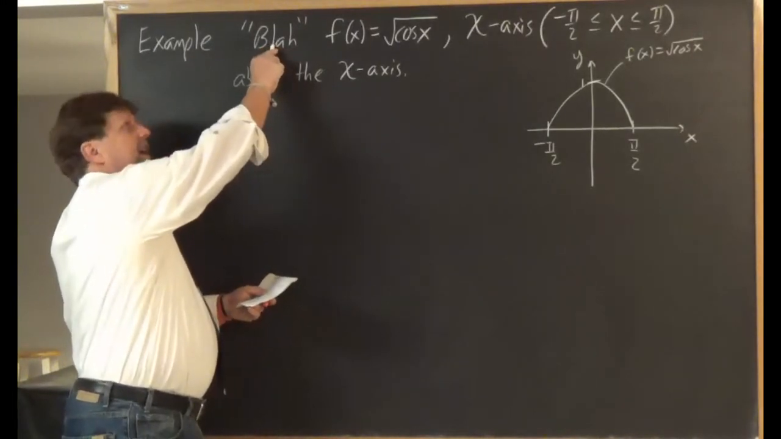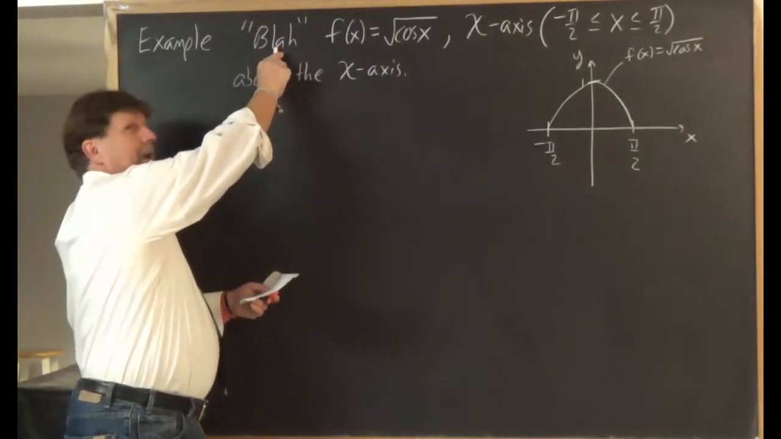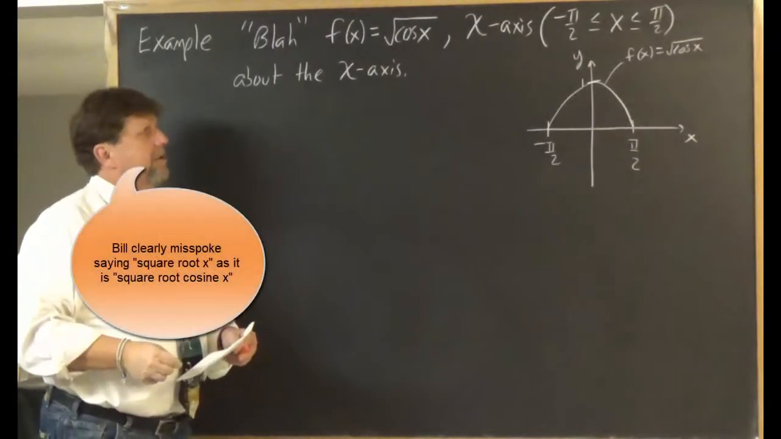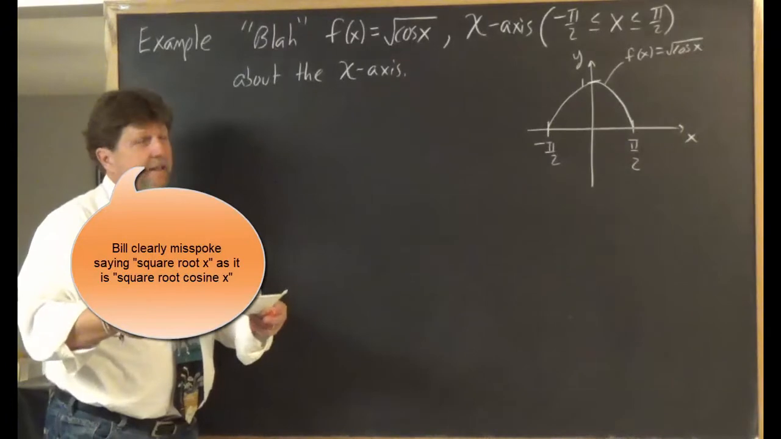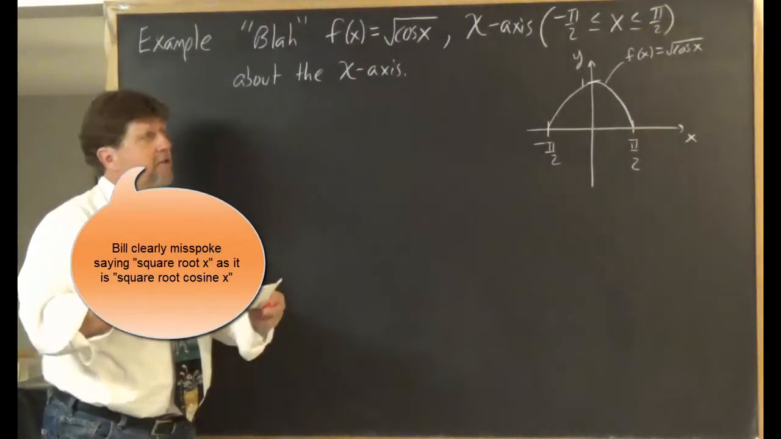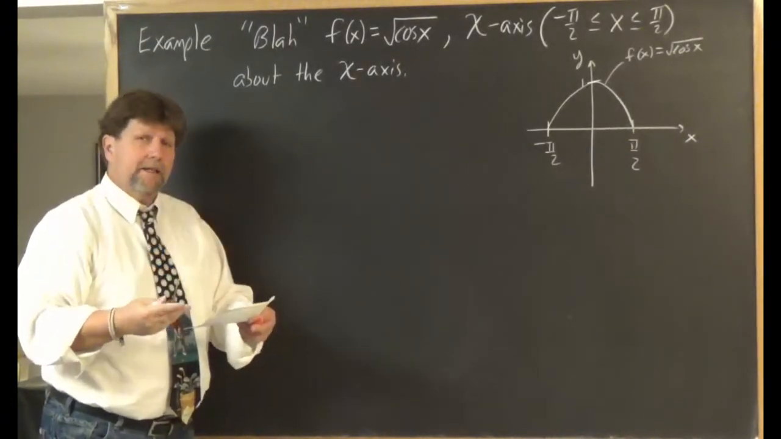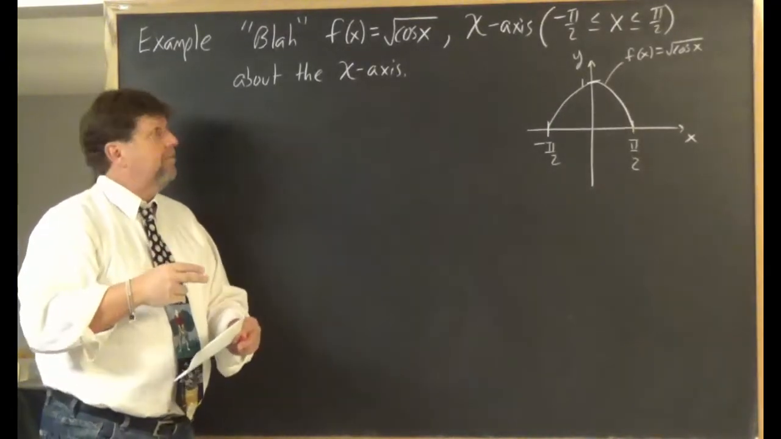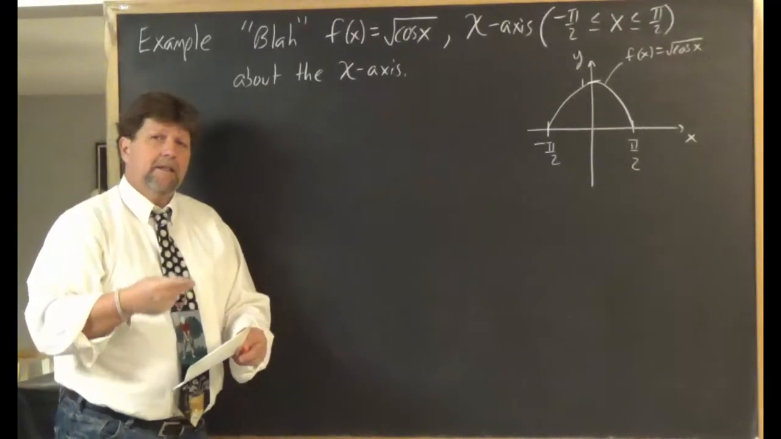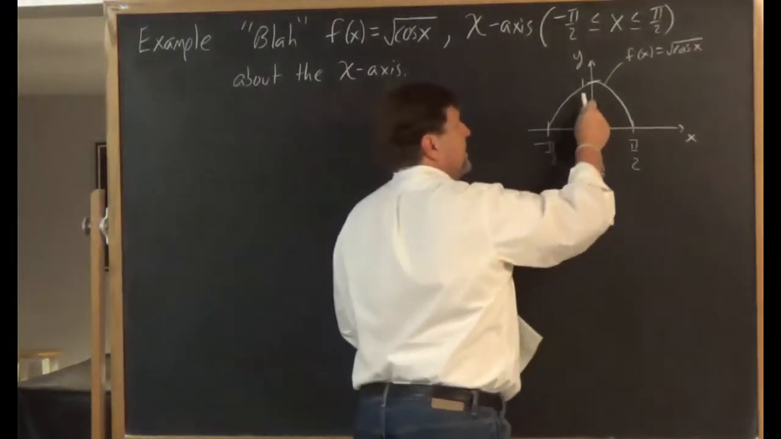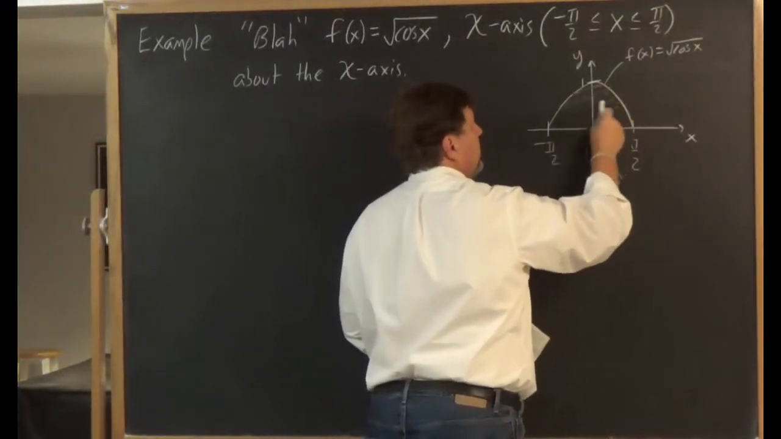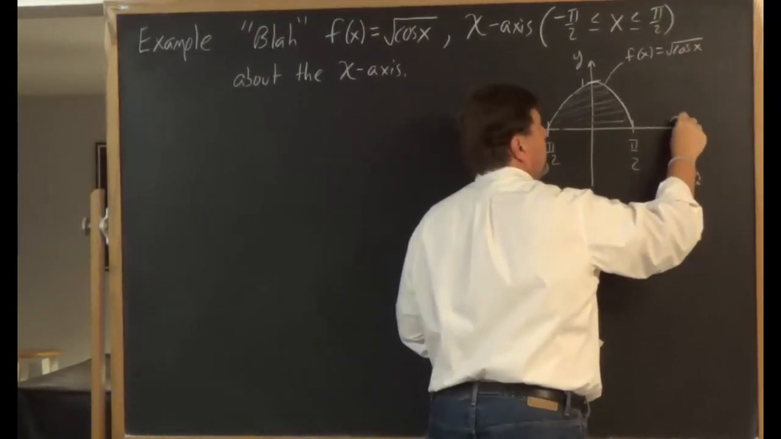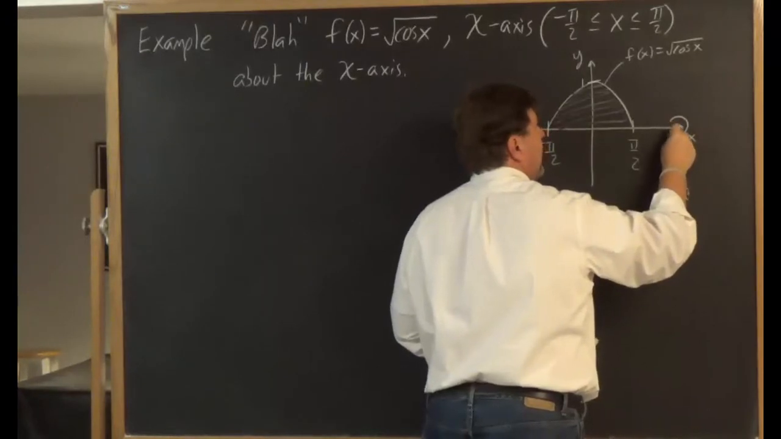All right, here's another example. Find the volume of the solid formed by revolving the region bounded by the graphs of f of x equals square root x, the x-axis, just on the interval negative pi over 2 less than or equal to x less than or equal to pi over 2. And we're going to take that region and revolve it about the x-axis. So it's this region here that we're going to revolve about the x-axis.